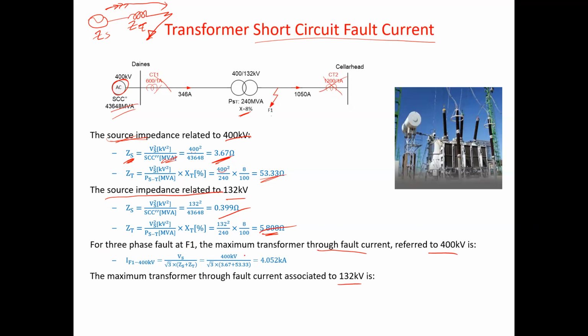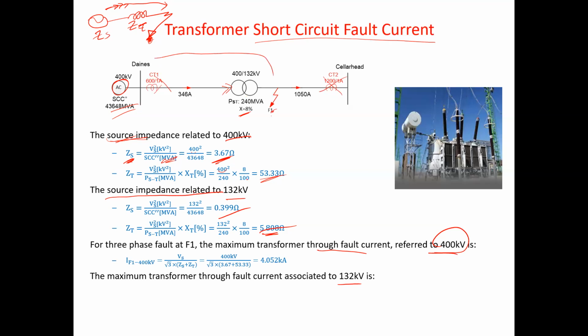which is the maximum three-phase fault current, referred to 400. So for example, we have a fault, but how much fault current will be referred to 400 kV? For that, normal fault current is calculated as voltage divided by root 3 times the total impedance until the fault point, this fault point, for example. So until this fault point, the total current.